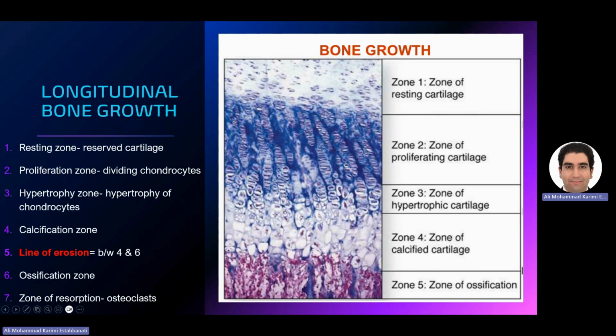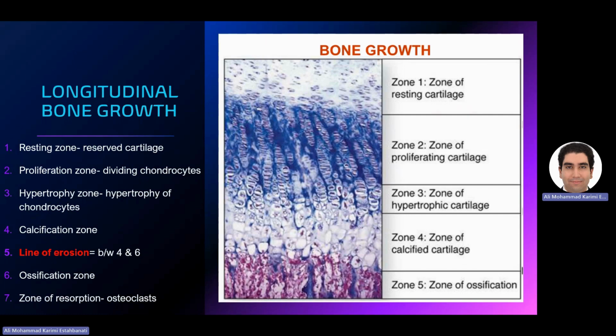And then they go through a zone of hypertrophy. So the same cartilage cells are just getting bigger. They're not dividing anymore. They're just getting bigger. So hypertrophy. And then they're getting calcified. And after calcification, they go through a process of ossification. Ossification means that they're going to get removed, and in their place, osteoblasts are making new bone.